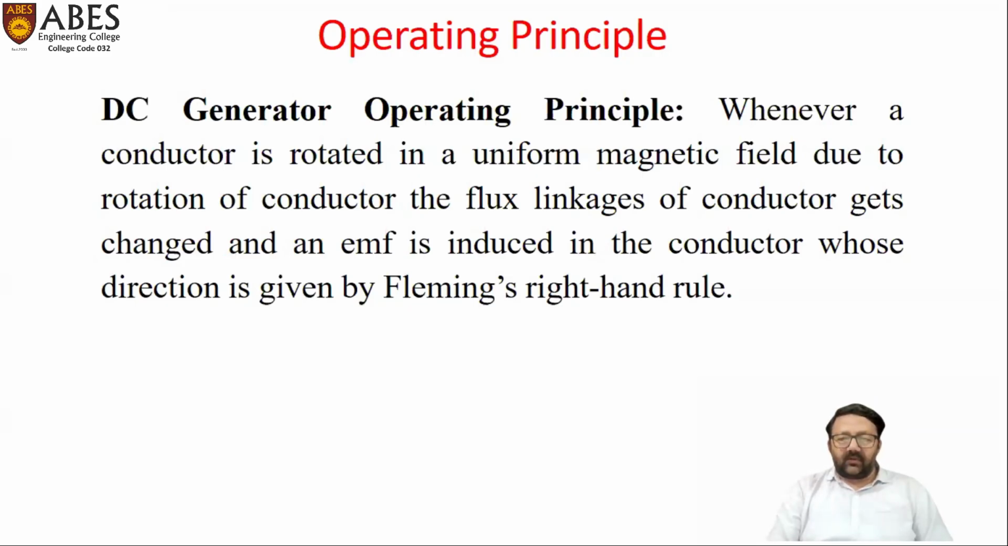So the basic requirement for generator action is the presence of a magnetic field, and in that magnetic field there should be a conductor which is moving with respect to the magnetic field. This movement is due to the mechanical input provided to the generator. This mechanical movement gives rotation, and whenever a conductor rotates in a uniform magnetic field, an EMF is induced in it whose direction is given by Fleming's right hand rule.